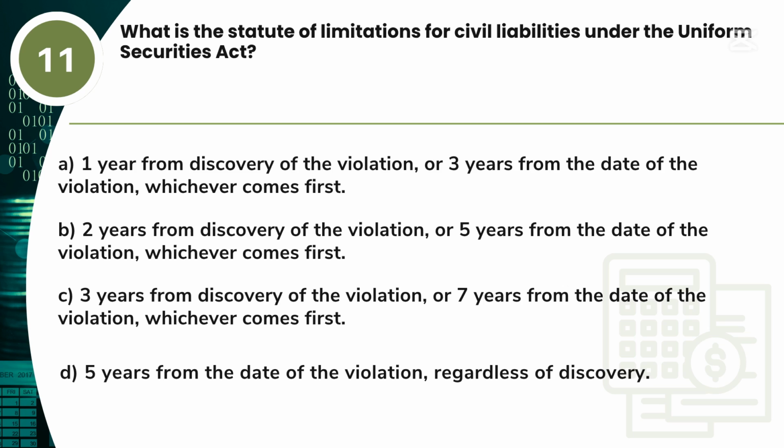Question 11. What is the statute of limitations for civil liabilities under the Uniform Securities Act? A. 1 year from discovery of the violation, or 3 years from the date of the violation, whichever comes first. B. 2 years from discovery of the violation, or 5 years from the date of the violation, whichever comes first. C. 3 years from discovery of the violation, or 7 years from the date of the violation, whichever comes first. D. 5 years from the date of the violation, regardless of discovery.